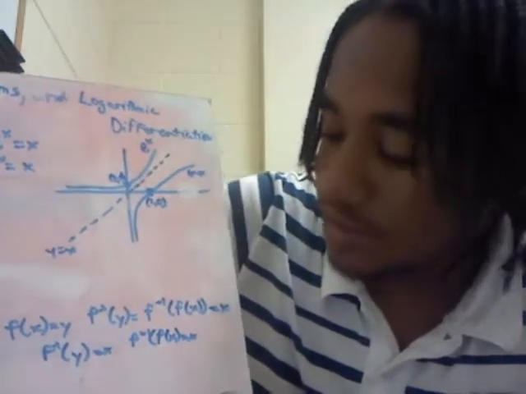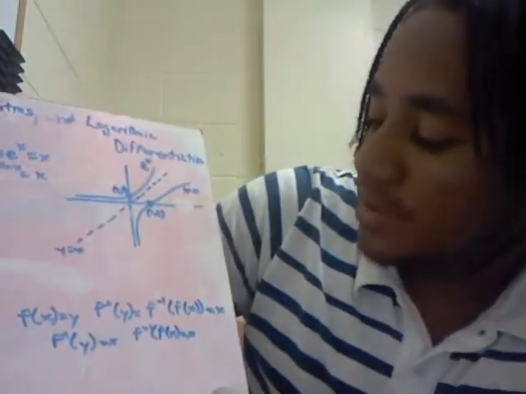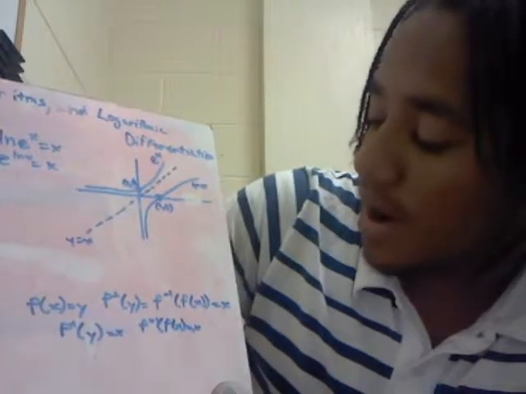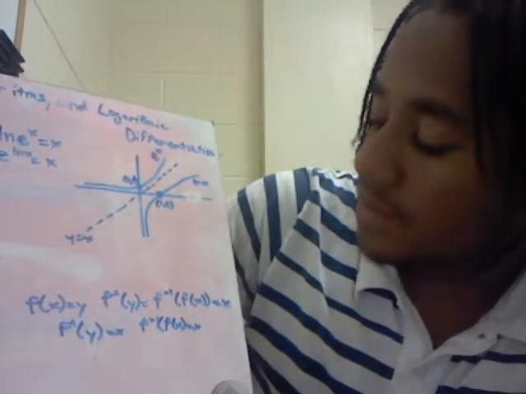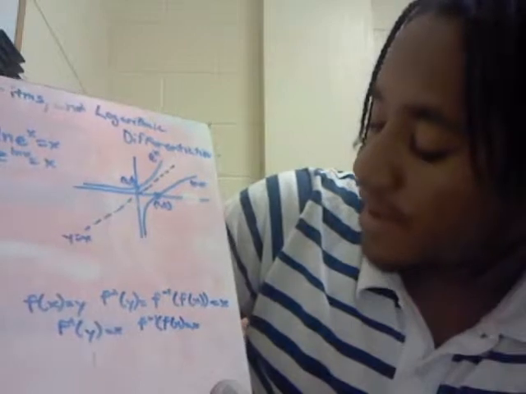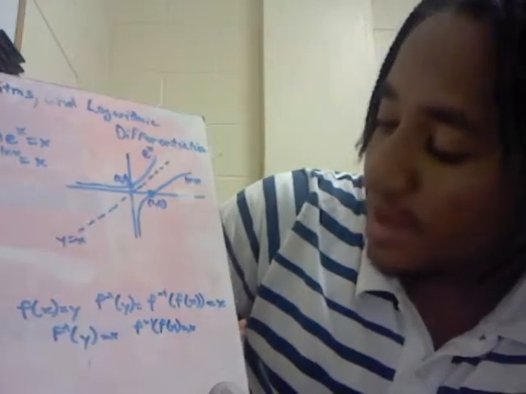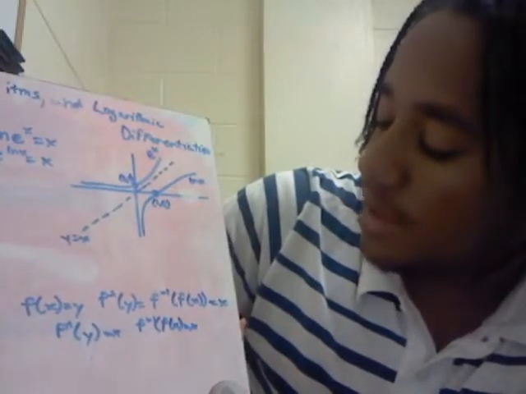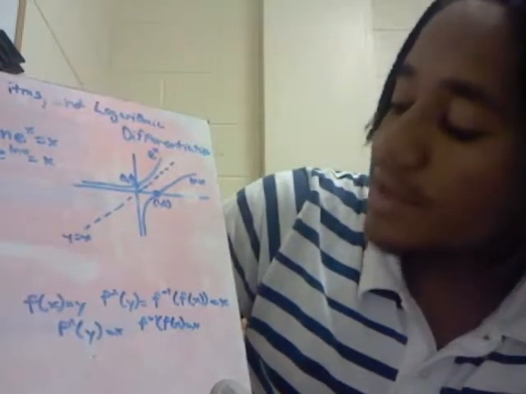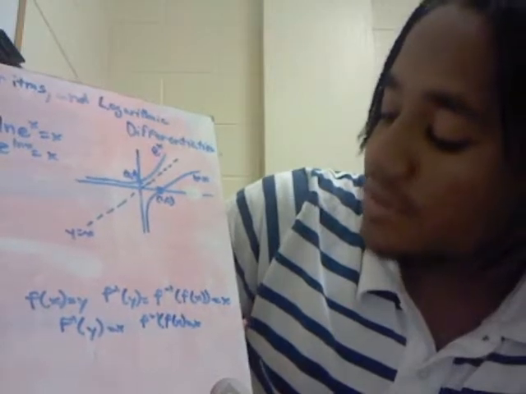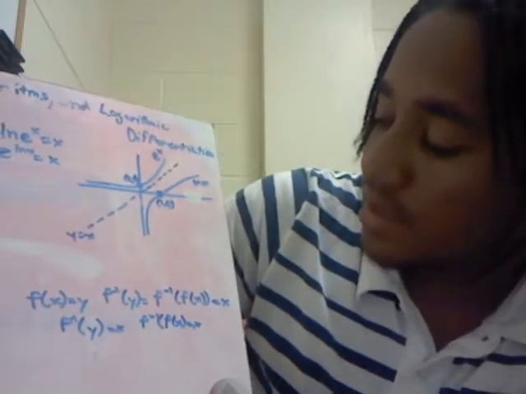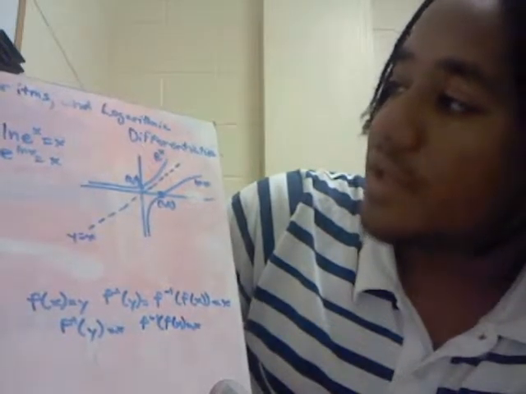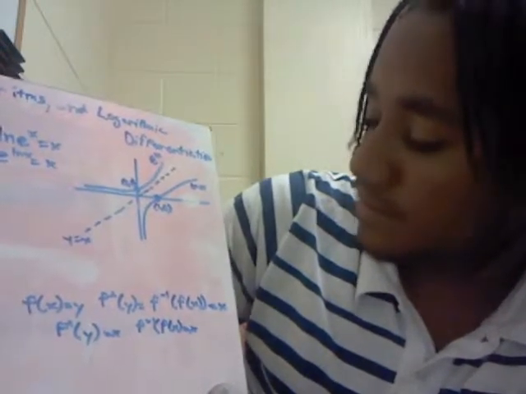F of x equals y, which means f to the negative 1 of y equals f to the negative 1 of f of x, which equals x. F to the negative 1 of y will equal x. And that can also mean that f to the negative 1 of f of x equals x. And this is a prime property of inverse functions.